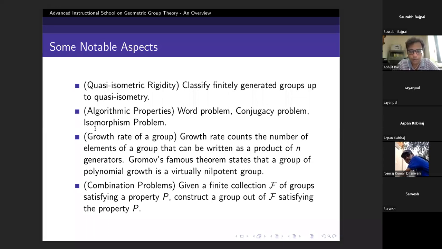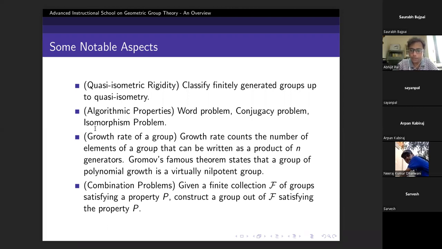And the isomorphism problem, again: given two groups, you have to find an algorithm to find whether they are isomorphic to each other or not. So in this workshop, I think we'll be doing that for hyperbolic groups. This has a solvable word problem, and it also has a solvable conjugacy problem.